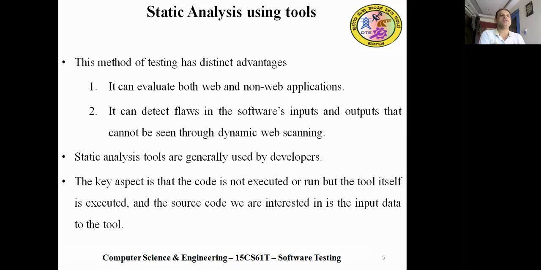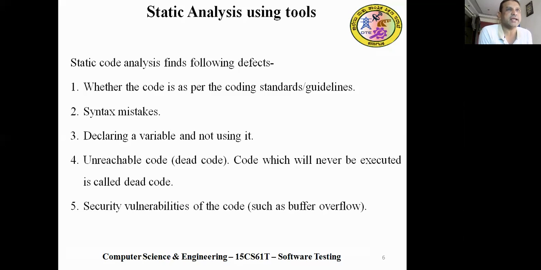An important point here is that it can evaluate both web and non-web applications. It can detect flaws in the software input. Flaws are bugs, mistakes or errors in input and output that cannot be identified through dynamic web scanning. This tool is used by developers. The key aspect is that the program itself is given to the tool and is not executed. We enter the program as input, and the tool will identify the following defects. What are those defects?